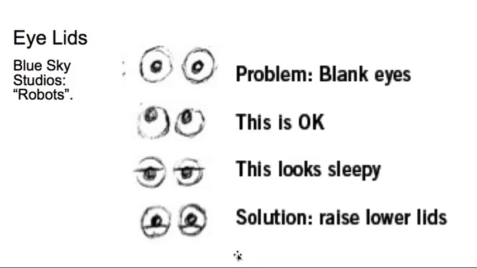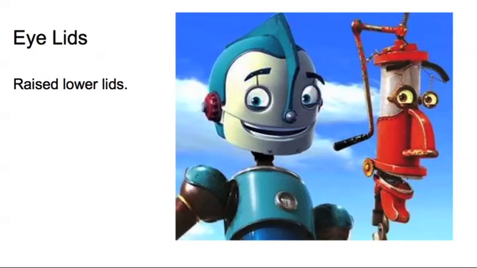Here's the same thing shown slightly more clearly. The problem here is you get these blank eyes. Like this they look fine, like this they look sleepy, and so here is our solution, was to pull up the lower lids. And you can see, if you look at publicity photos for Robots, you'll see a lot of this use of lower lids in order to create a more attractive eye expression.